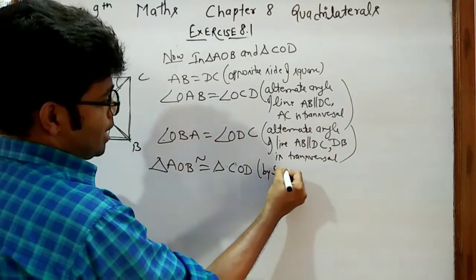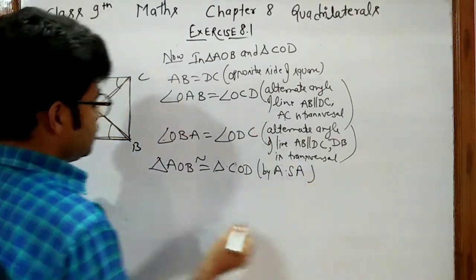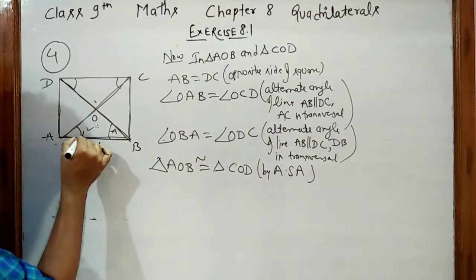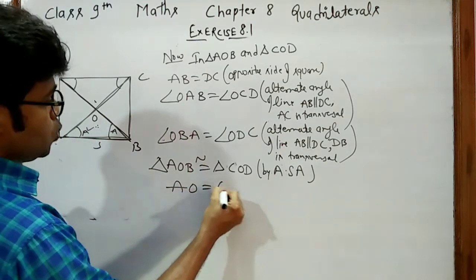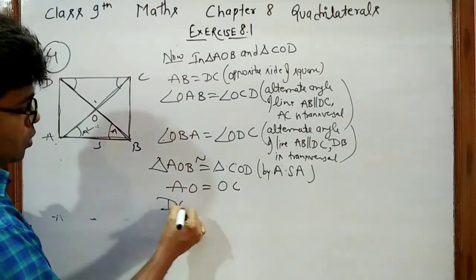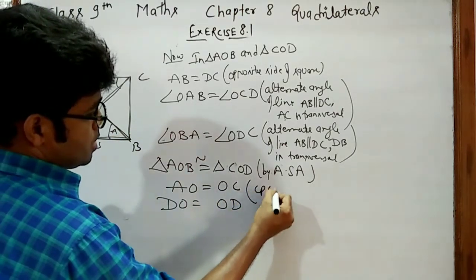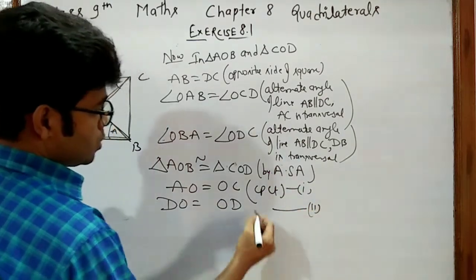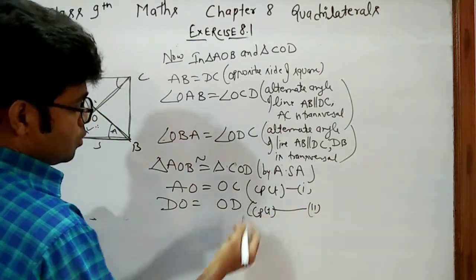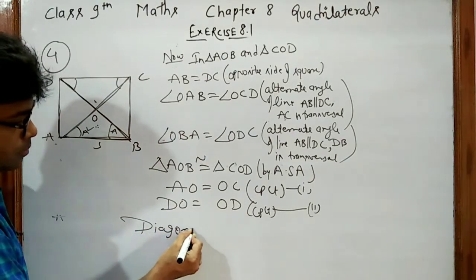The both triangles are congruent by the ASA rule, angle side angle rule. That means AO is equal to OC and BO is equal to OD by CPCT. Take these as 1 and 2. So that means the diagonals of a square bisect each other.